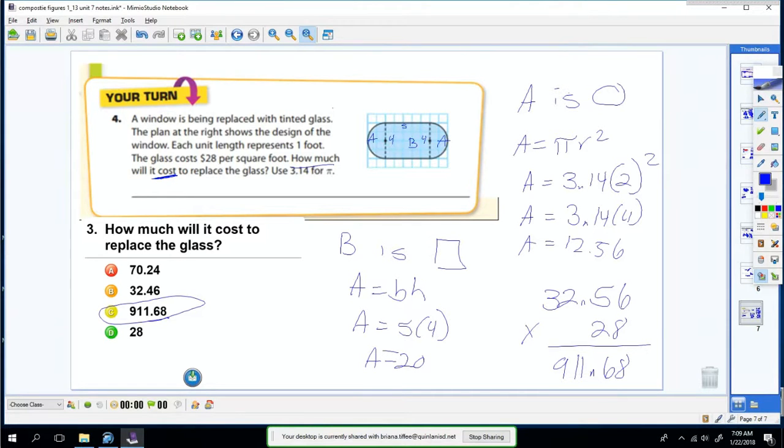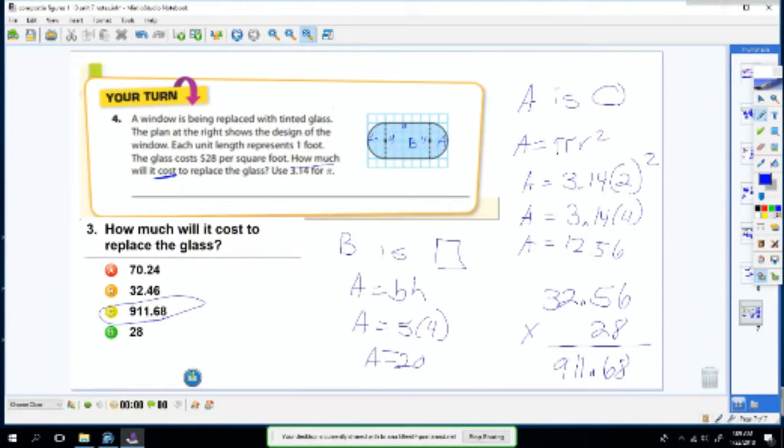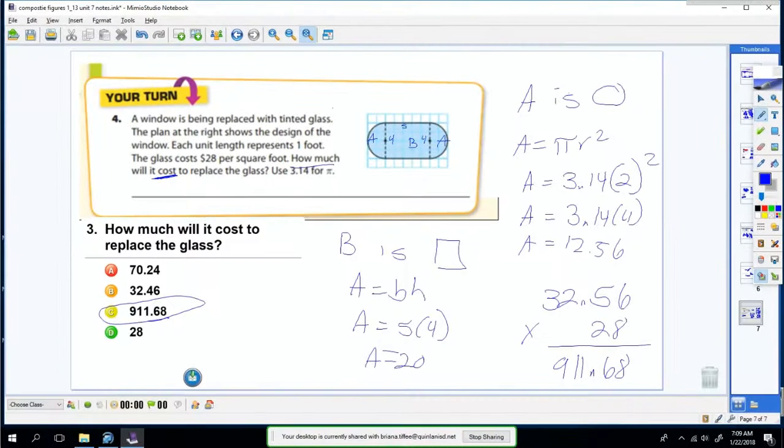Okay, so I know there's a lot to this, but it's nothing really new. The biggest thing is breaking it up into multiple shapes that you recognize, labeling it, finding the area of those shapes, and then adding them all back at the end. Okay, so main idea is to take your time and show your steps.